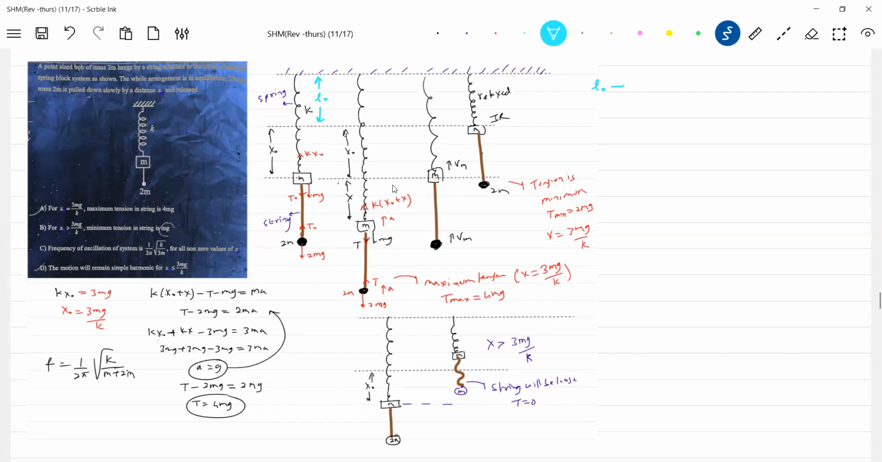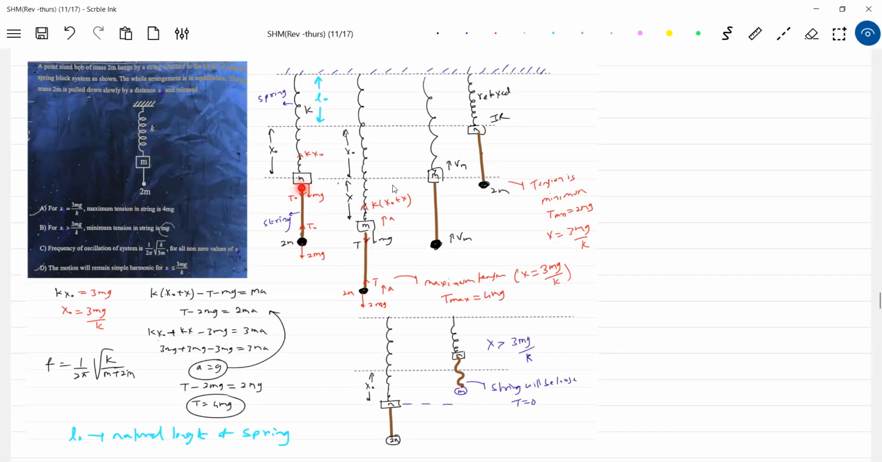What is L naught? The natural length of the spring. The spring can undergo compression or be relaxed. Okay, now let's get into the concept here. Let's not bother about the question first. First we'll learn what actually happens, then we'll go and verify the options. Don't directly attack the options.